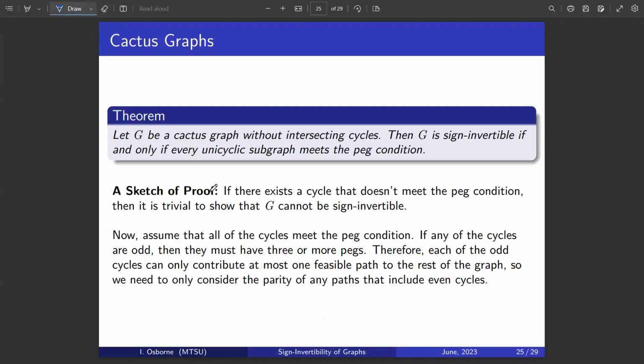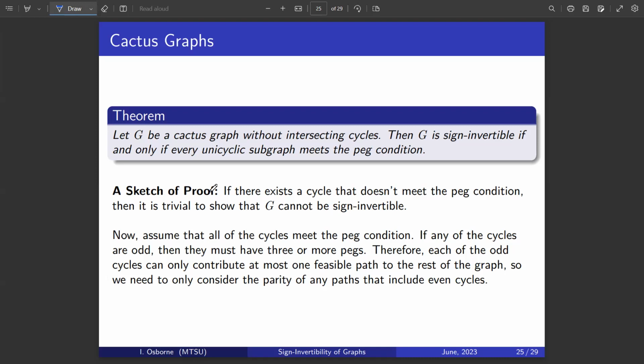Okay, now that we have our cycles that all meet the peg condition, we need to really start looking at the relationships in between each set of cycles. So if you have a cycle with 3 or more pegs, then you have at most one feasible path through that cycle that doesn't isolate a peg. So we don't have to worry about those as much.